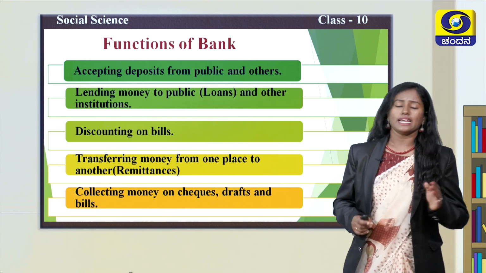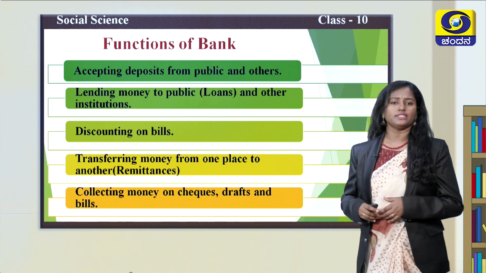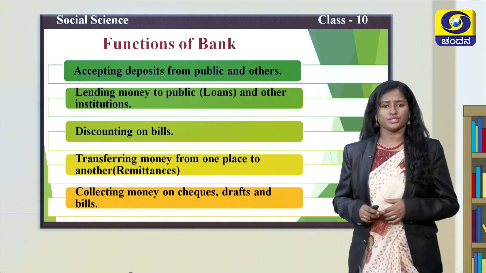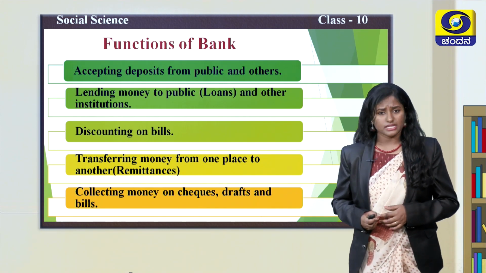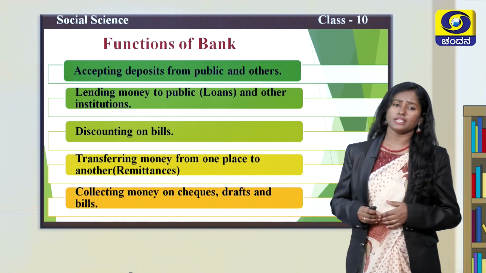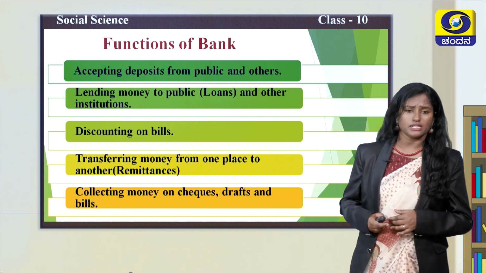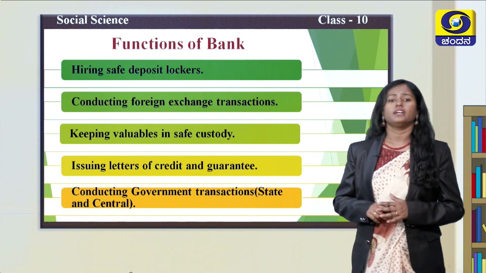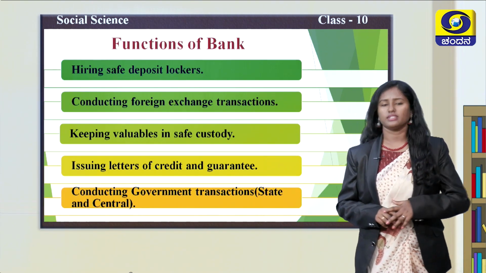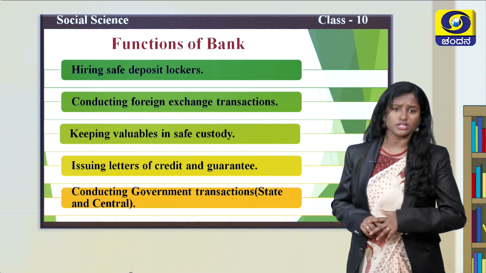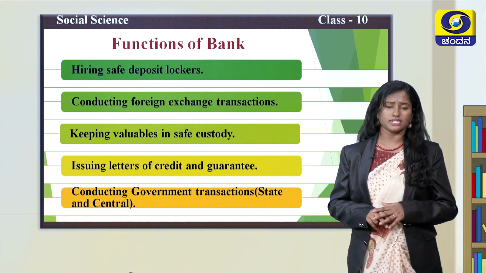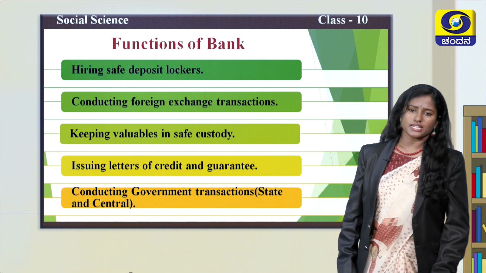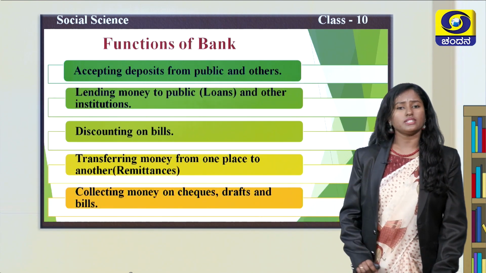As I've told you: accepting deposits from public and others, lending money to public in the form of loans and to other institutions, discounting of bills, transferring money from one place to another, or remittances, collecting money on checks and drafts, hiring safe deposit lockers, conducting foreign exchange transactions, keeping valuables in safe custody, issuing letters of credit and guarantee, conducting government transactions. It could be state or central.